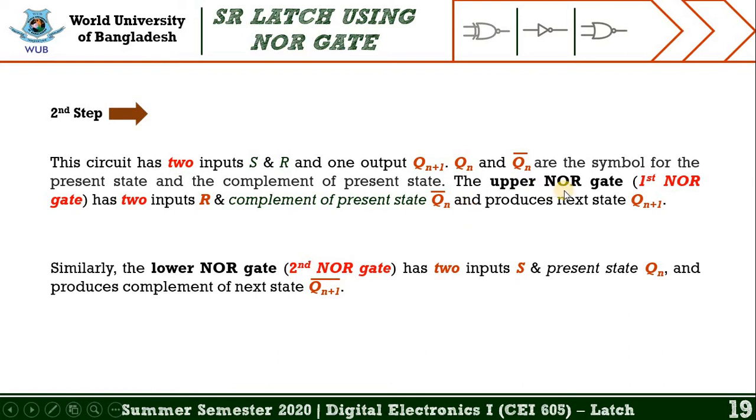Well, the upper NOR gate, which is also known as first NOR gate, has two inputs. One is R and the complement of the present state, which is symbolized by Qn bar, and produces the next state Qn plus 1, which is already described and explained in the previous slide. I hope there is no problem to understand this issue. Okay, so similarly, the lower NOR gate, which is also known as second NOR gate, has two inputs. One is S and present state Qn, and produces complement of the next state Qn plus 1 bar. So let's move into the next slide.